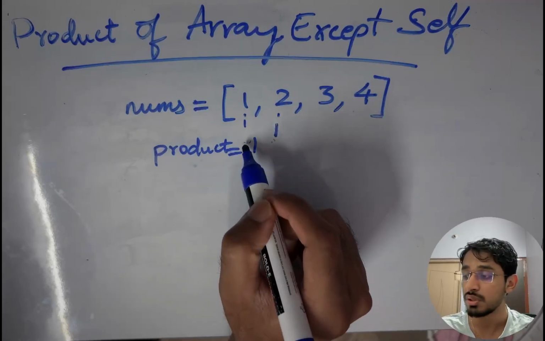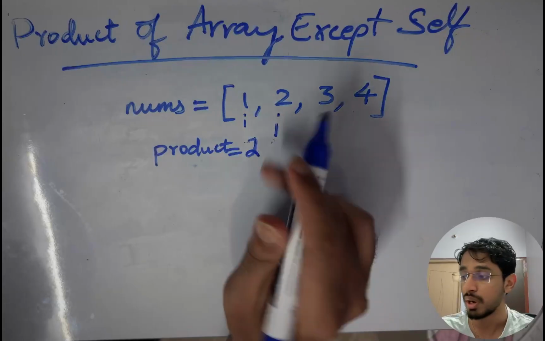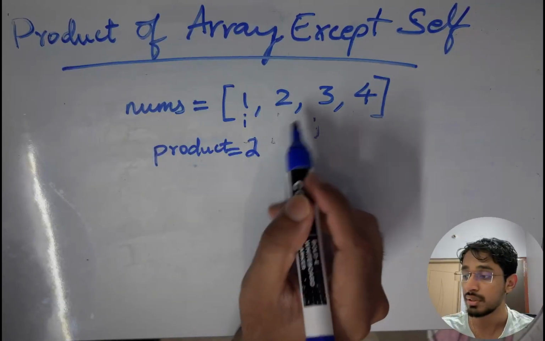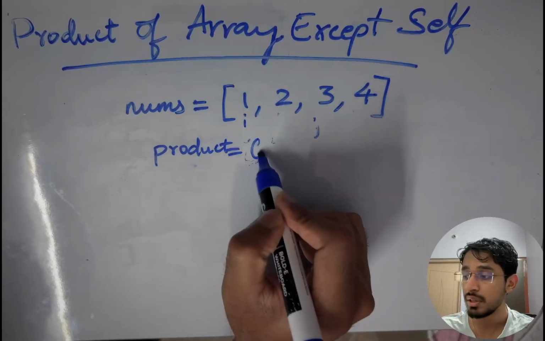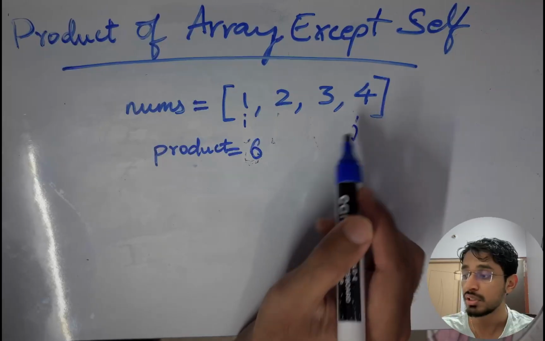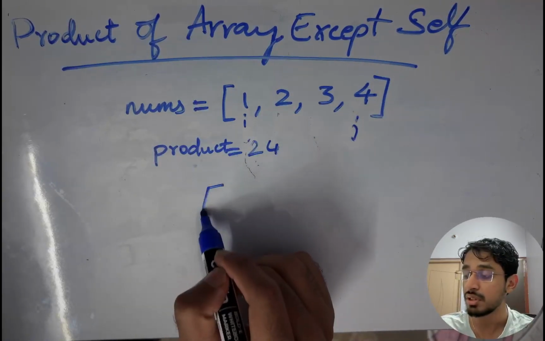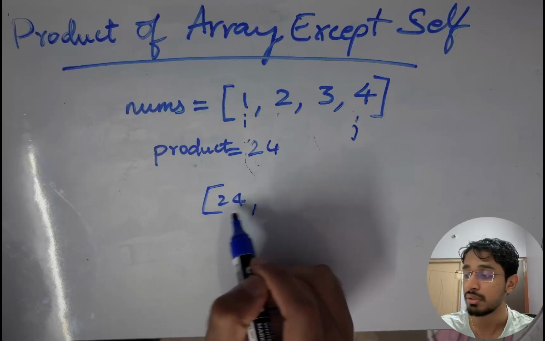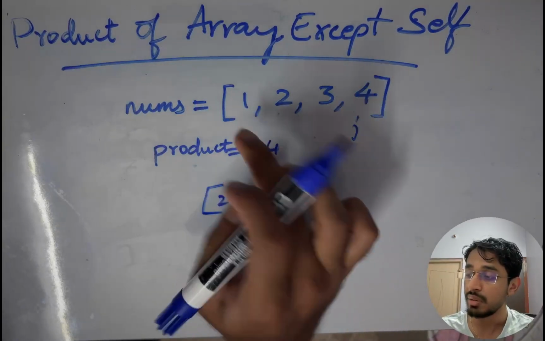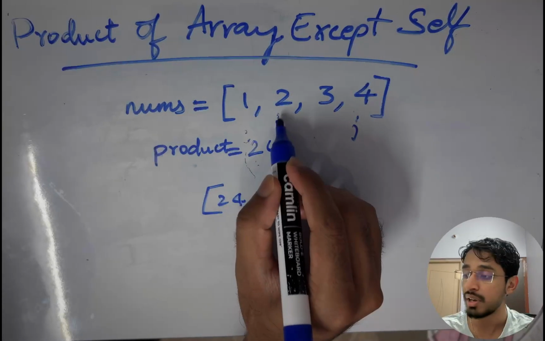So 1 into 2 is 2, so we set the product to 2. Again increment j, 3 into 2 is 6, and then increment j, so 6 into 4 is 24. Once we have completed the first iteration, we just push that to the results array. So this is the first iteration. Now we increment i over here and set the value of j to i.